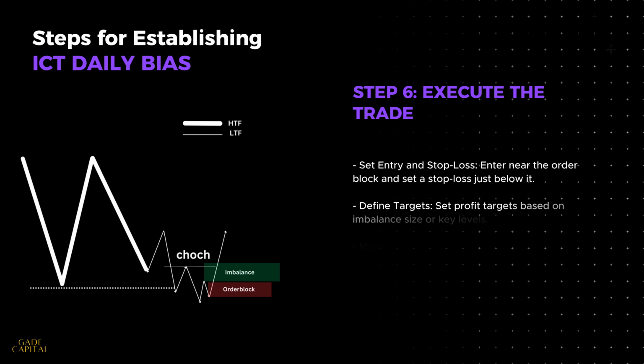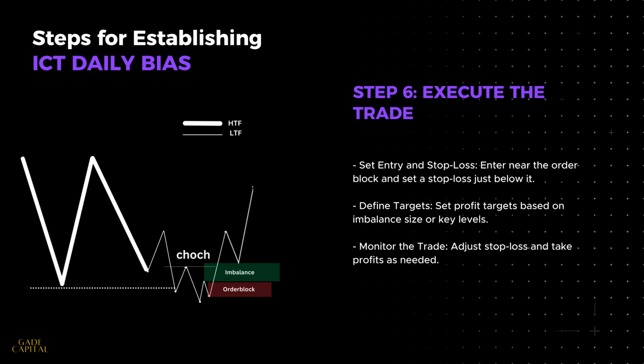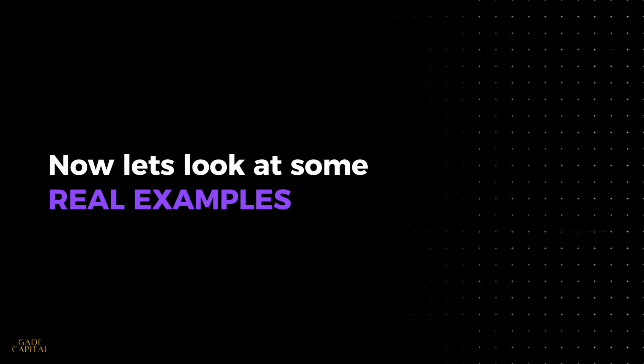In step 6, we can enter on imbalance or on the order block. So if you are entering on imbalance, we need to put our stop loss below that order block, and if you are entering on order block, we will put our stop loss below that order block. Now let's look at some real examples.